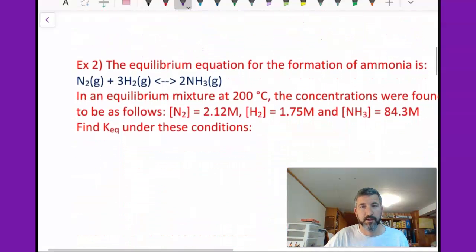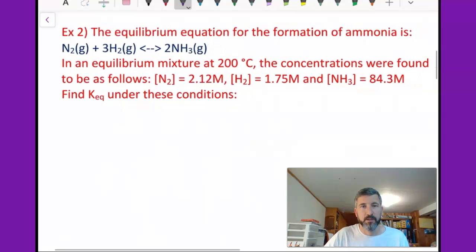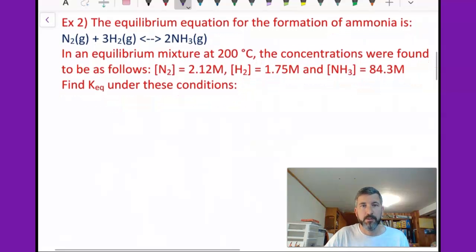Okay, so let's try another problem. This one's going to be very, very similar. The equilibrium equation for the formation of ammonia is, there we go. So at 200 degrees, again, we're not going to actually punch the number 200 into our calculator, but it is important to understand that our KEQ value would be different at a different temperature. It gives you some equilibrium concentrations and wants you to find KEQ once again. Let's first write the KEQ expression without the molarities.